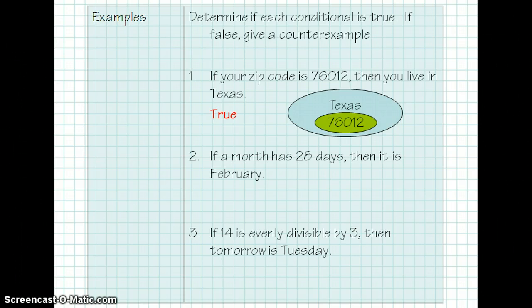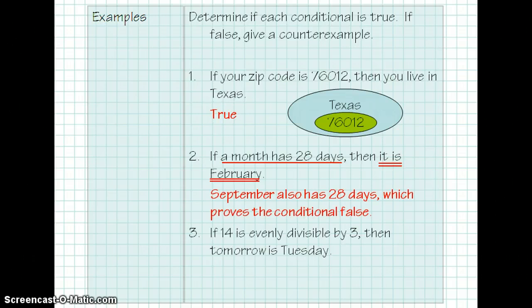Okay? If a month has 28 days, then it is February. Let's real quick review what our hypothesis and conclusion are here. Our hypothesis is a month has 28 days, and our conclusion is that it is February. Well, I can think of a month that has 28 days but is not February. That would be a counterexample. For example, September has 28 days, so the first part of the conditional is true. It is February? Well, September is not February, so that's false. So the conditional is false.